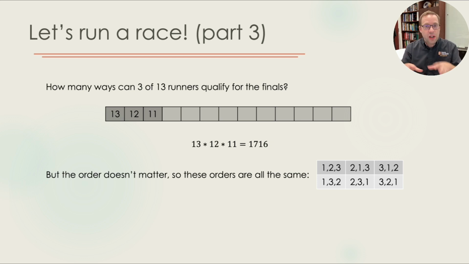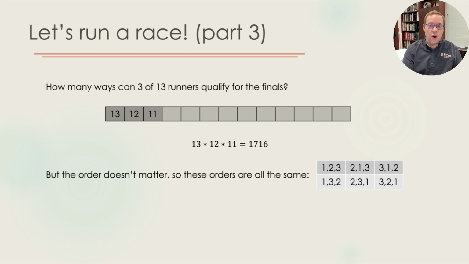So all of these different combinations that I have in this small table on the right side of your screen, they don't matter. They're all the same. It doesn't matter if it's 1, 2, 3 or 2, 1, 3 or 3, 1, 2 or any of those. All 3 of those will be going on to the finals because they finish in one of the first 3 spots. Order doesn't matter in this case.